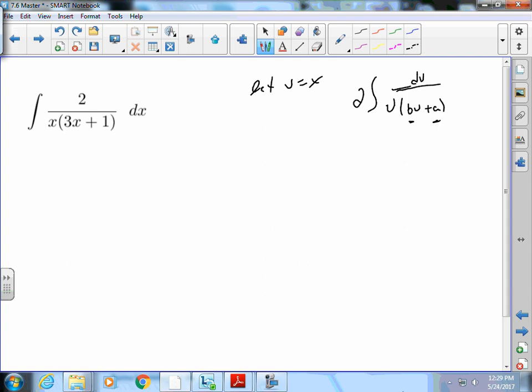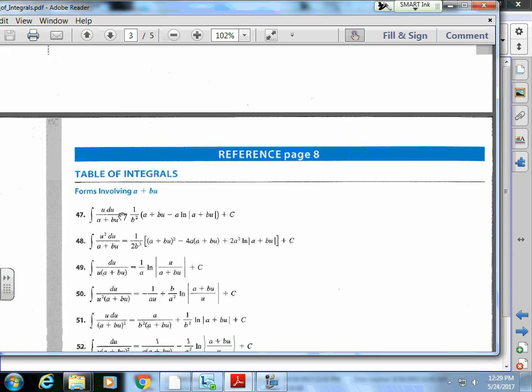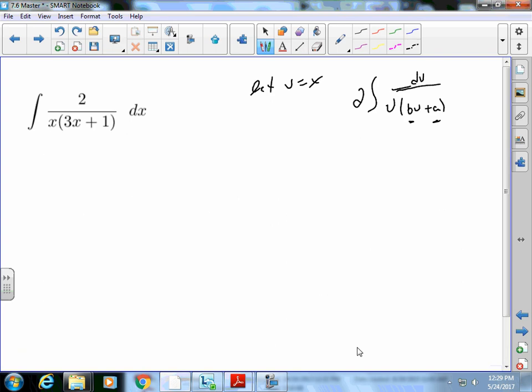So I'm looking through here, 47, 48, it's close, right? But I also need a u on the outside. And then I look at 49, and it's exactly what I'm looking for, right? It's a du. There's a u times some quantity. And this is how I'm going to integrate it. That's the answer. So on your test, this is how I want you to do it.